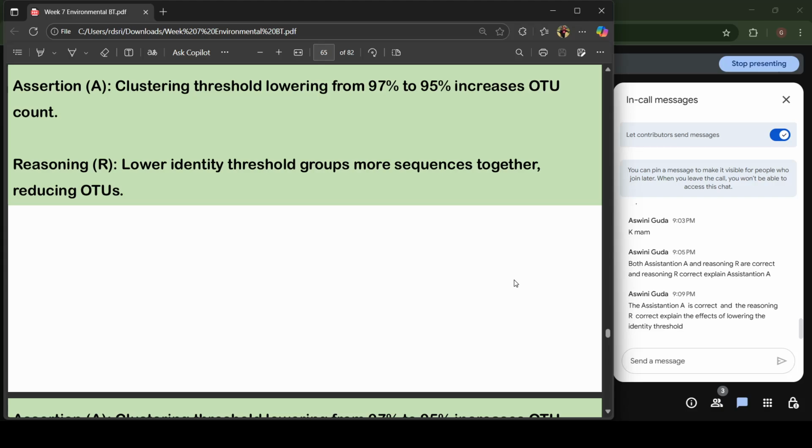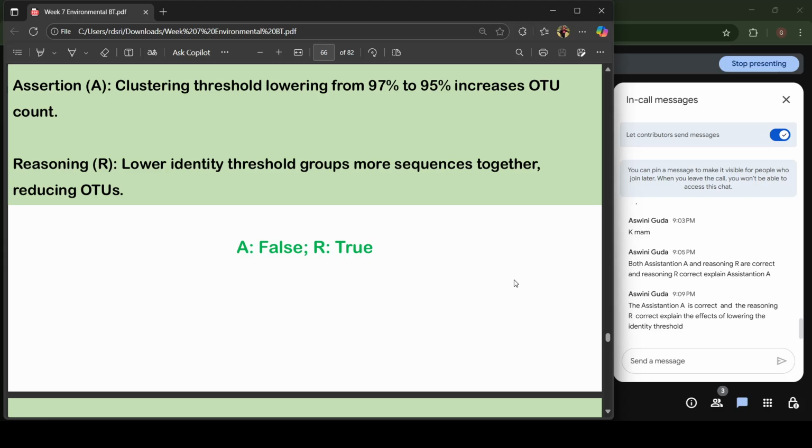Okay, I just got confused with the answer. It is that A is false because when you lower the threshold, many of the organisms are going to be clustered under the same OTU. So it is going to reduce the OTU count. So A is false and R is true.